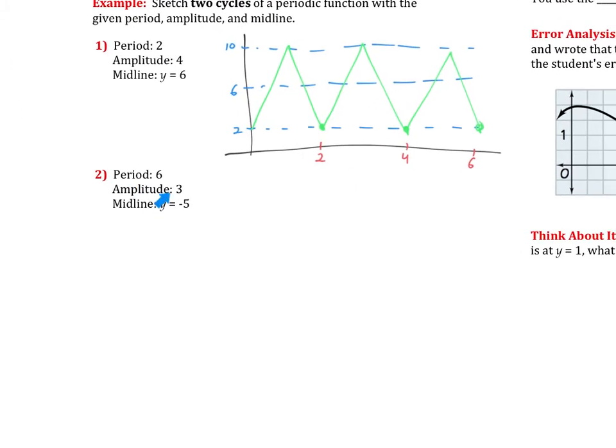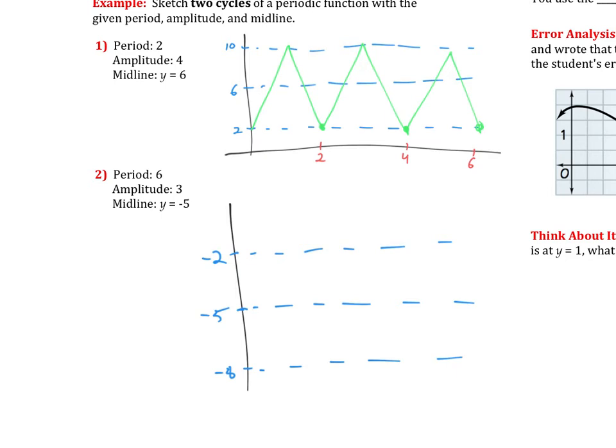We have period of 6, amplitude of 3, midline of -5. So I'm going to start off, I'm going to draw the y-axis. My midline is -5. My amplitude is 3, so from -5 I'm going to go up 3, I'm going to go down 3. If I go up 3, I'm at -2. If I go down 3, I'm at -8. So that's kind of like my boundary lines for the function.